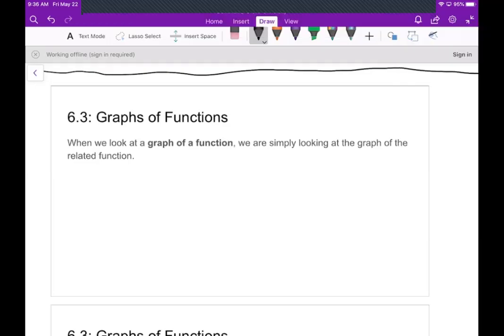Okay, guys, welcome. Today we're going to talk about graphs of functions. Specifically, when we look at the graph of a function, you're essentially just looking at the graph of the related function, right? So if you have f of x is equal to 3x plus 2, what we mean by the related function is you're just looking at the graph of y equals 3x plus 2. That's just some terminology, but that's really what we're looking at.